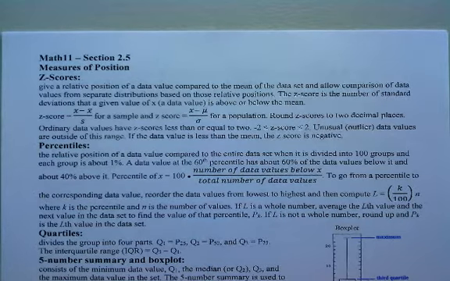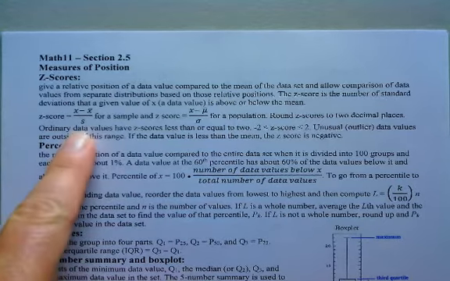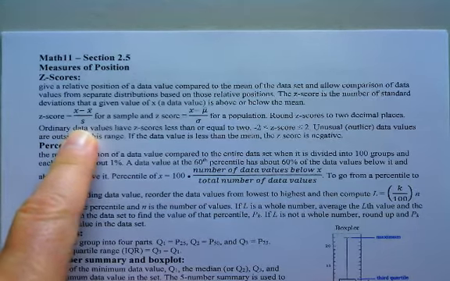Z-scores give a relative position of a data value compared to the mean of the data set and allow comparison of data values from separate distributions based on those relative positions. The Z-score is the number of standard deviations that a given value of X, a data value, has above or below the mean. So we calculate the Z-score by X minus X bar over S. Again, X bar is the mean, S is the standard deviation.